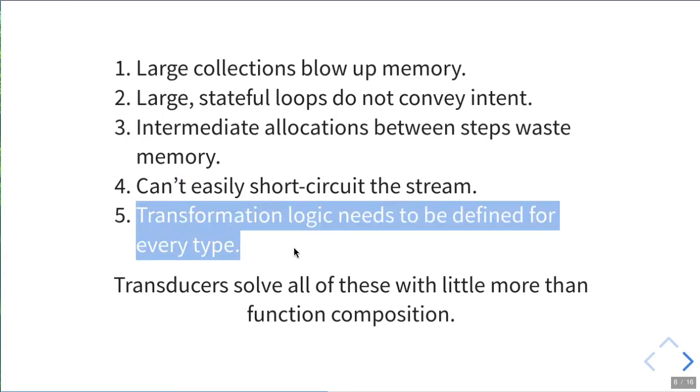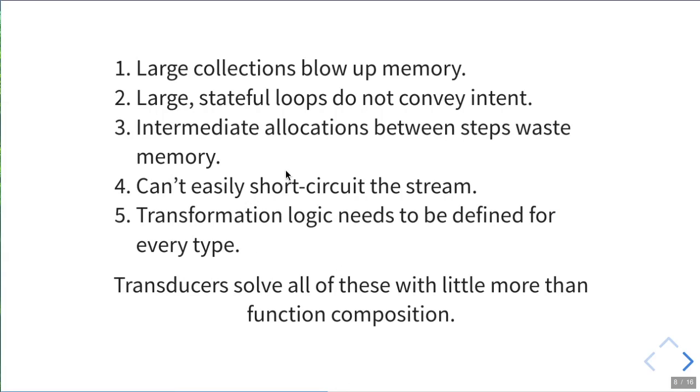And another issue is that for languages that have traits, or in Haskell they're called type classes, if you are defining what it means to map over something, you often have to redefine that for every kind of container or thing that you're iterating over. Wouldn't it be nice if we could define things like map just once and then reuse them everywhere? Now, transducers solve all 5 of these without the addition of new language features and with little more than plain old function composition.